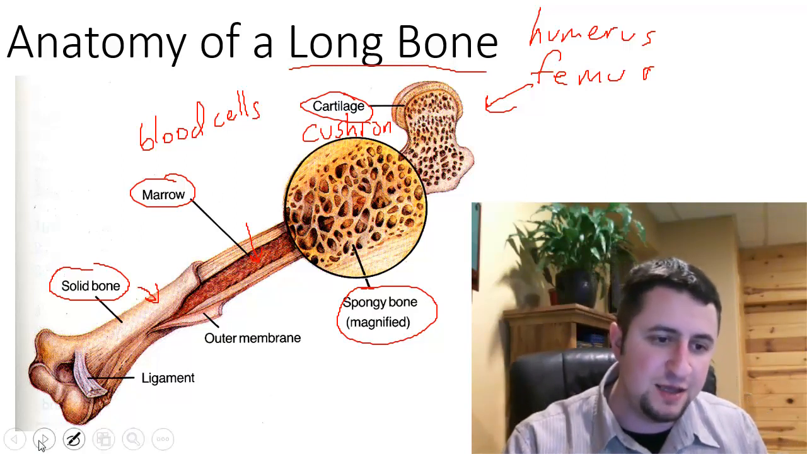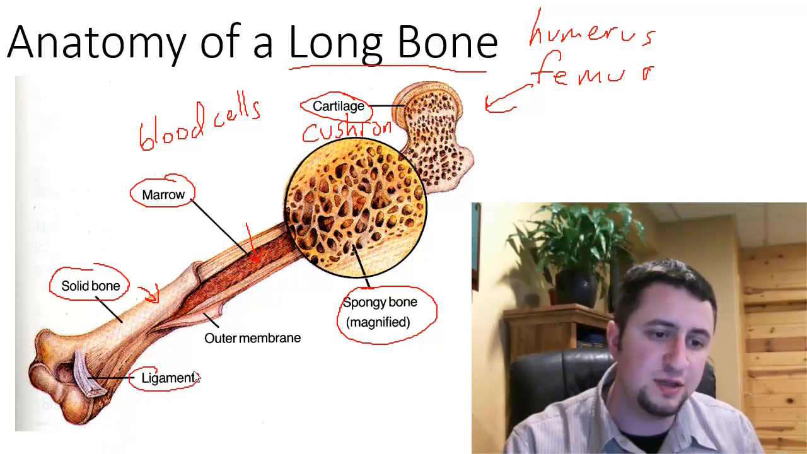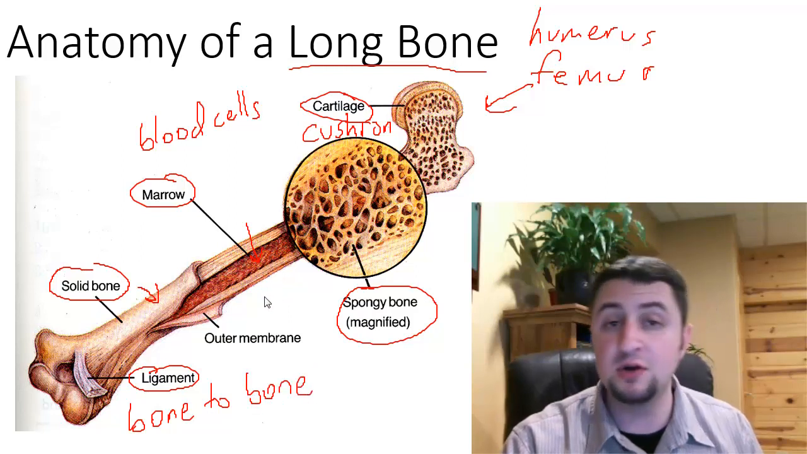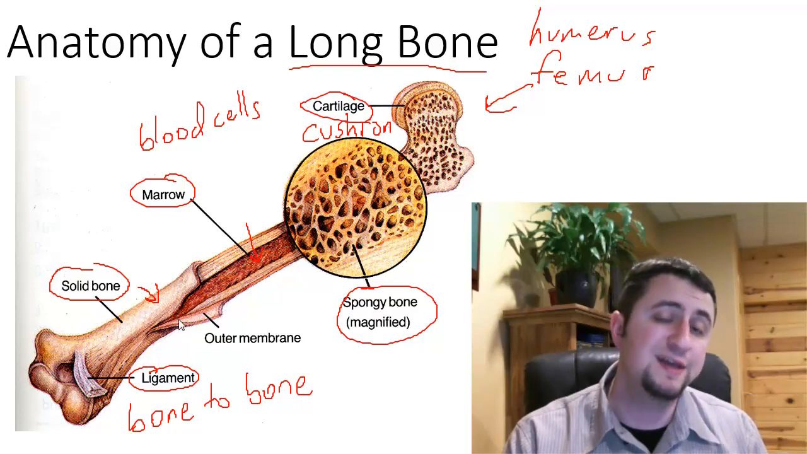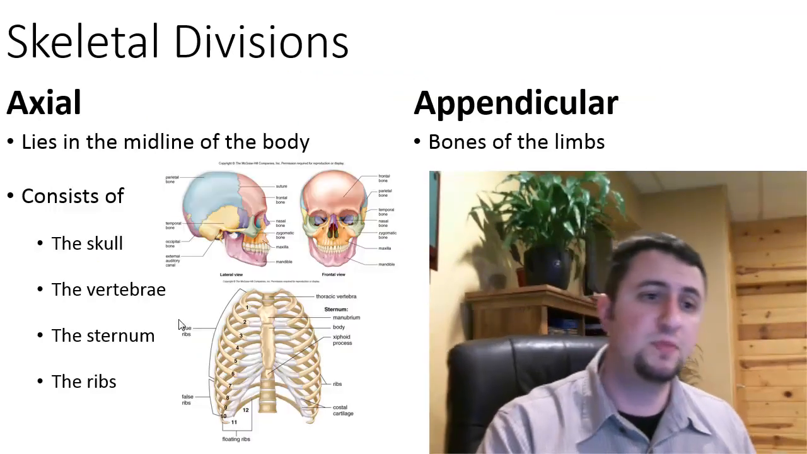And then finally, the last part of a bone is the ligament. Ligaments attach bone to bone. It's very similar to a tendon, except tendons attach bones to muscle, ligaments attach bone to bone.